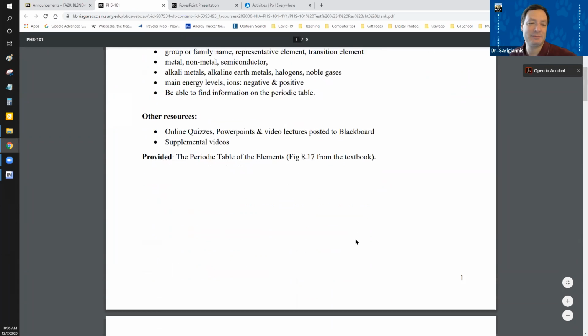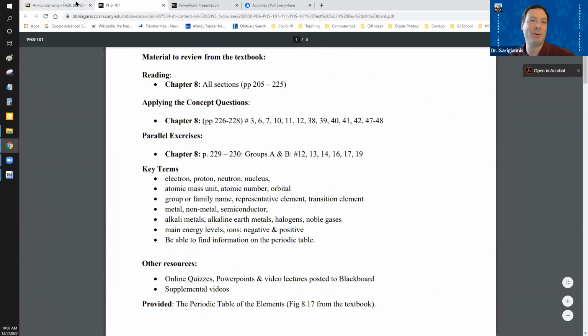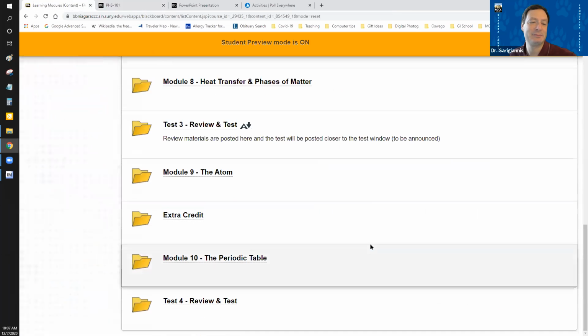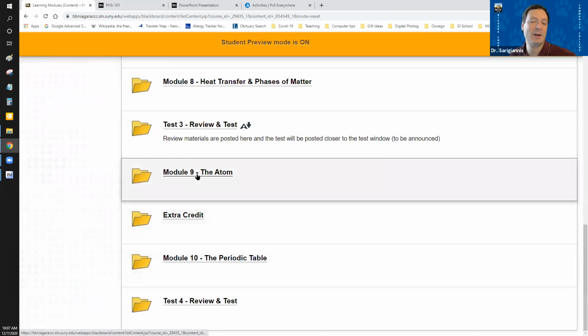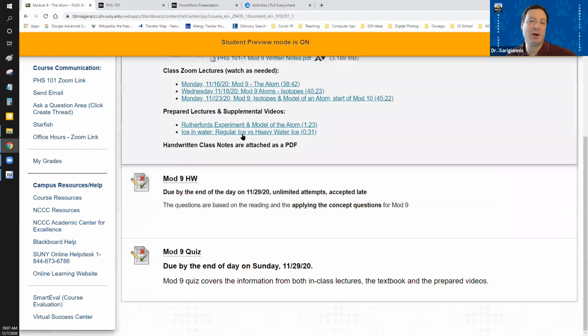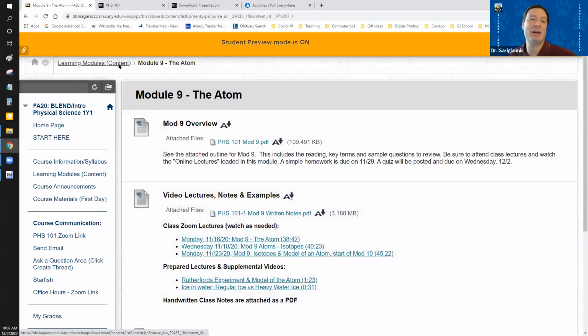Let's see. Oh, I did post that supplemental video. I don't know if any of you watched it. Let me go there. So there's one in here. Oh, there's 2, I forgot. Yeah. So Rutherford, the experiment and the model of the atom. And then this is a neat one showing how regular ice floats and heavy water sinks in regular water.